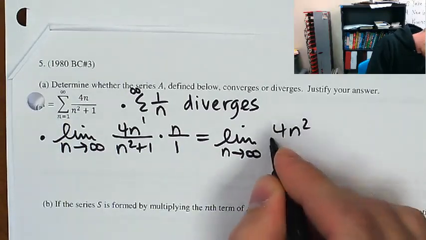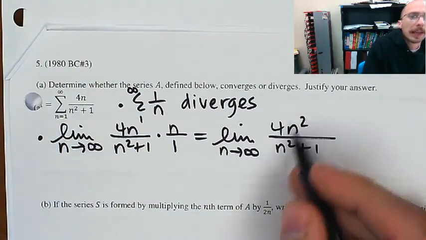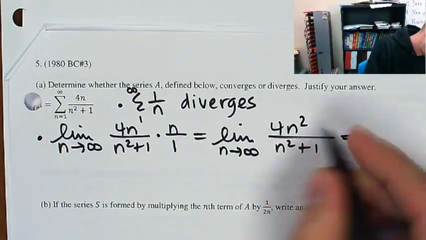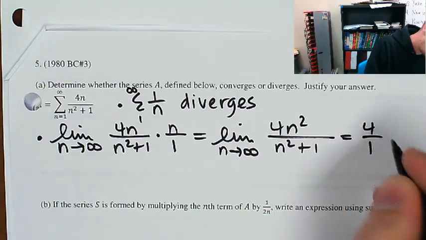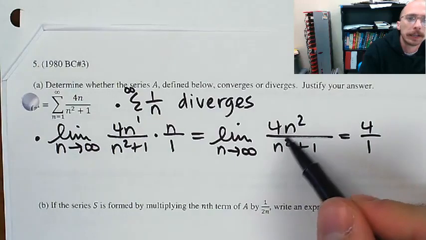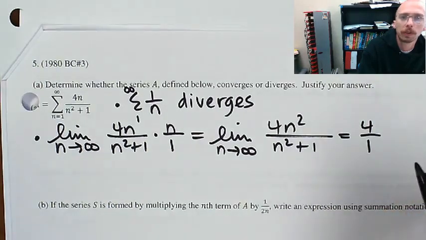Okay, 4n squared divided by n squared plus 1 multiplied by 1. Okay, this limit, the biggest thing I see is n squared on both of them, so this is going to come back 4 over 1. And pretty much if you're trying to do the limit comparison test and you're not getting an easy, nice constant type situation, then you're doing the limit comparison test wrong.